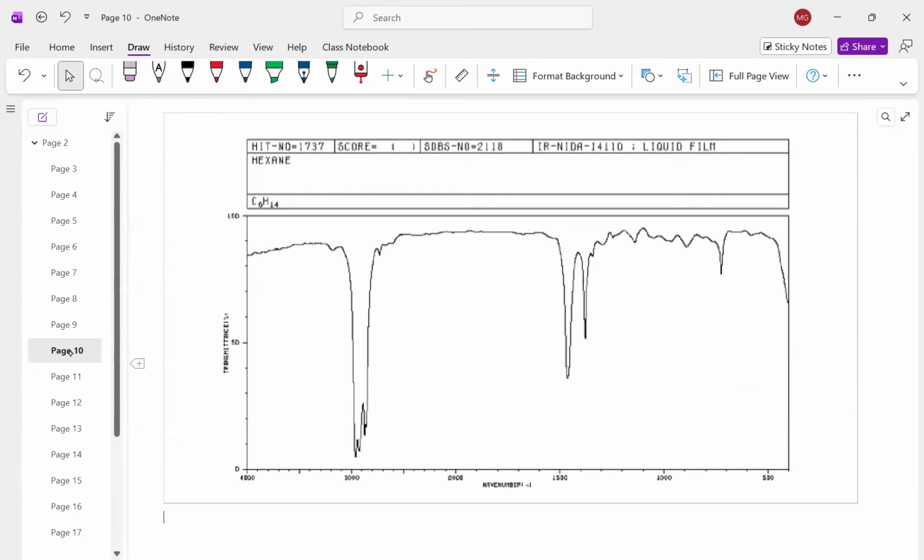Okay, so we're going to start with hydrocarbons, things that contain just carbon and hydrogen. So let's start with alkanes. What do alkanes look like? Well, this is the IR spectrum for hexane. And all we really have are carbon-carbon single bonds and sp3 carbon-hydrogens.